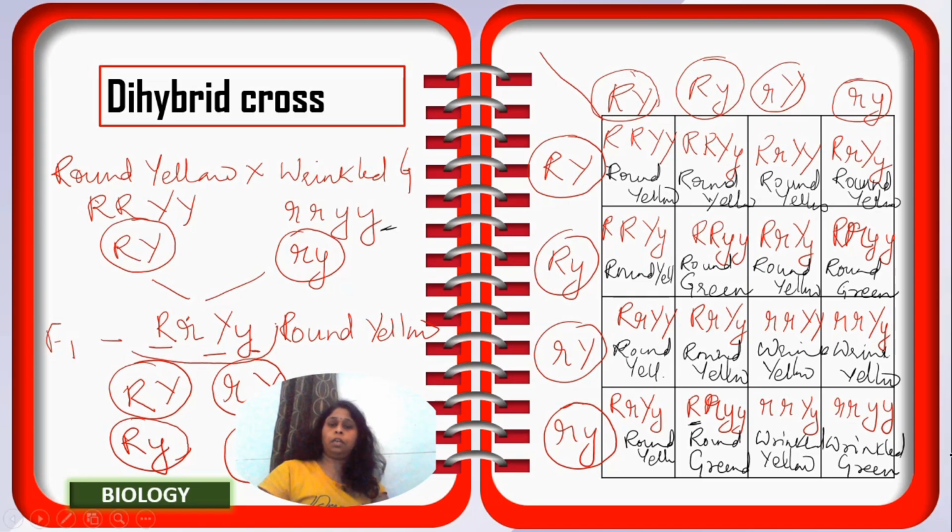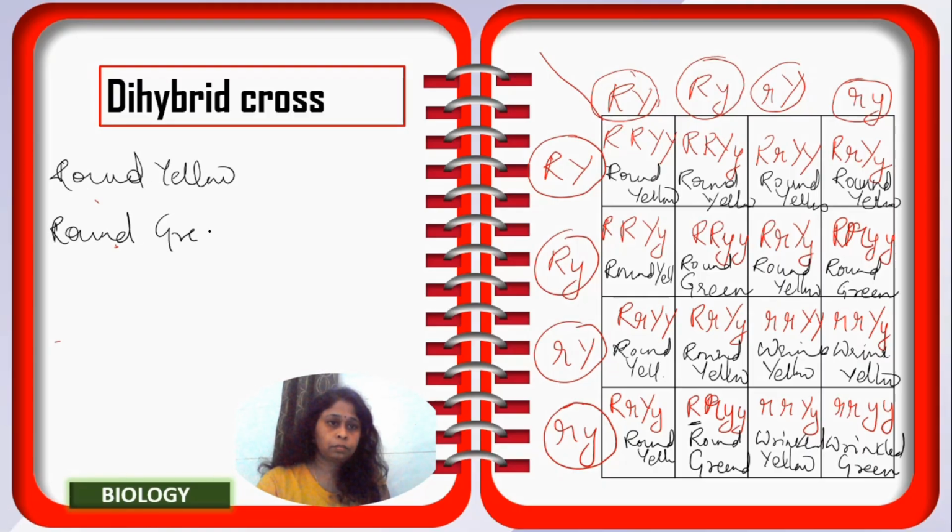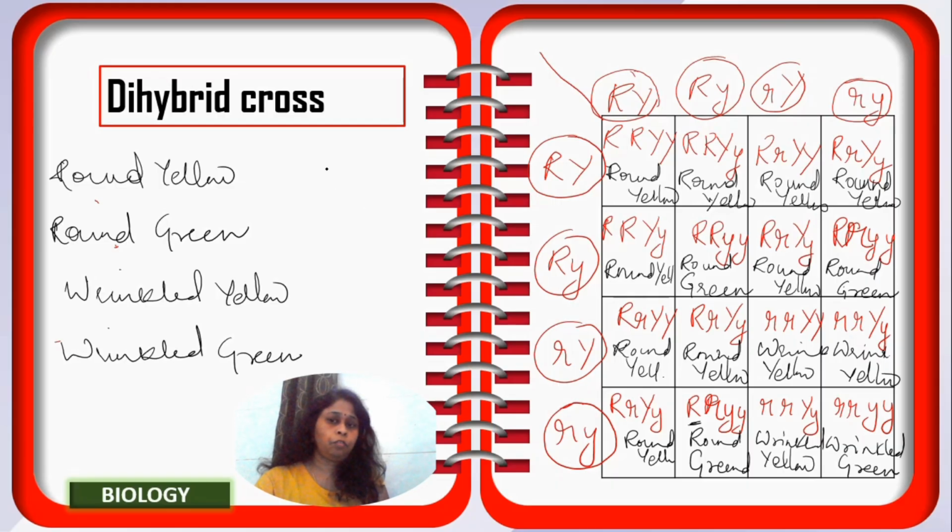Okay, this is what we got. We have round yellow, then round green, then wrinkled yellow and wrinkled green. So these are the phenotypes that we got.